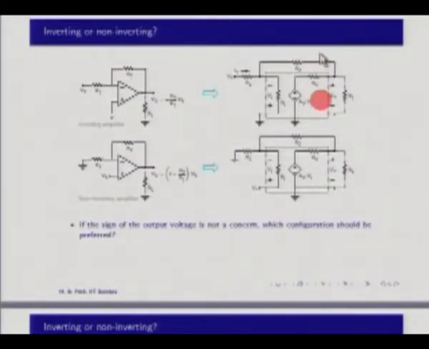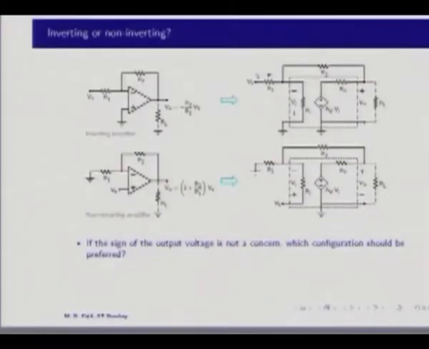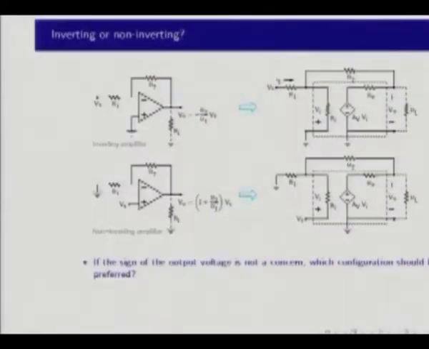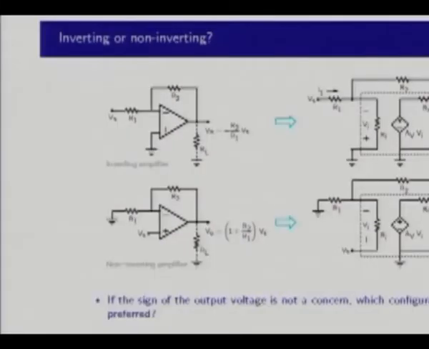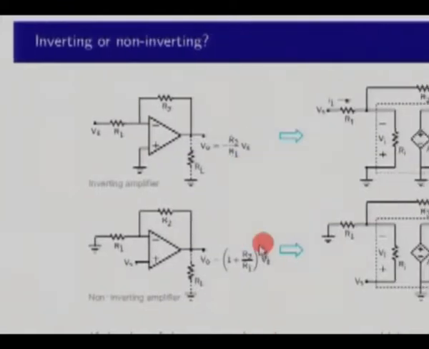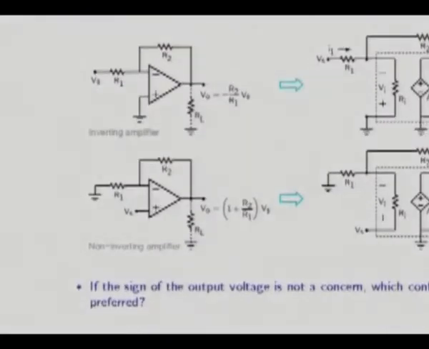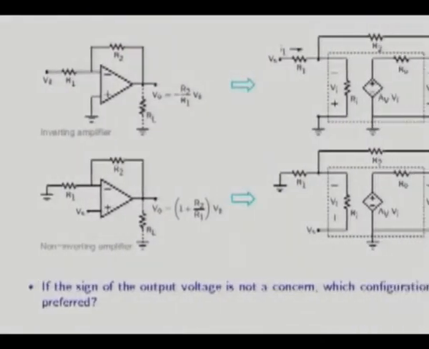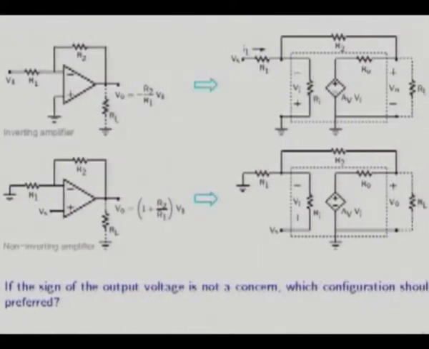Okay, this is an important question. Inverting or non-inverting? Which one will you choose? Let's say we want a gain of 10. I can make R2 by R1 equal to 10 here, or I can make R2 by R1 equal to 9 there, and I'll get the same gain in both these circuits. Which one of these is preferable? Of course, one thing is the sign is different, but let's say we are not bothered about the sign. We are just bothered about the amplification. Then which configuration should be preferred?